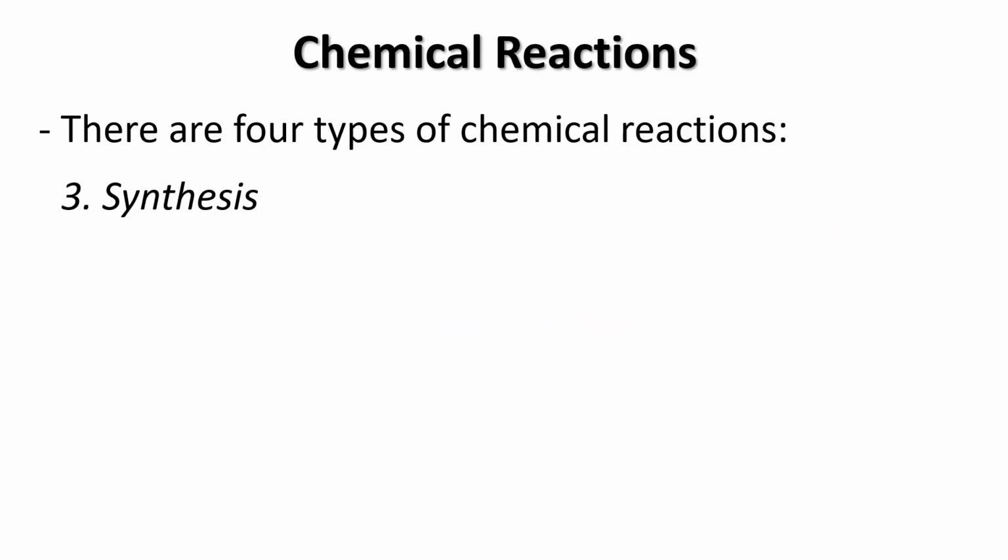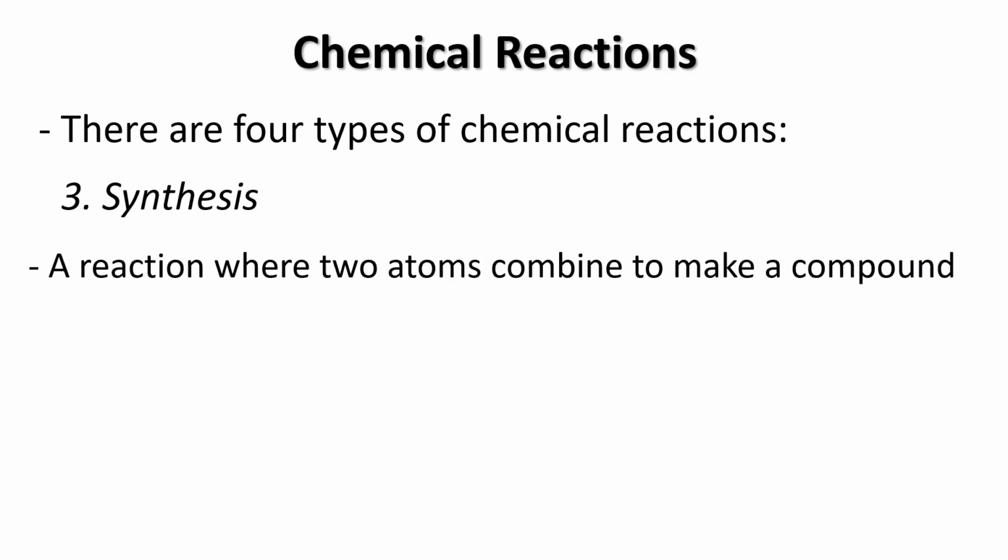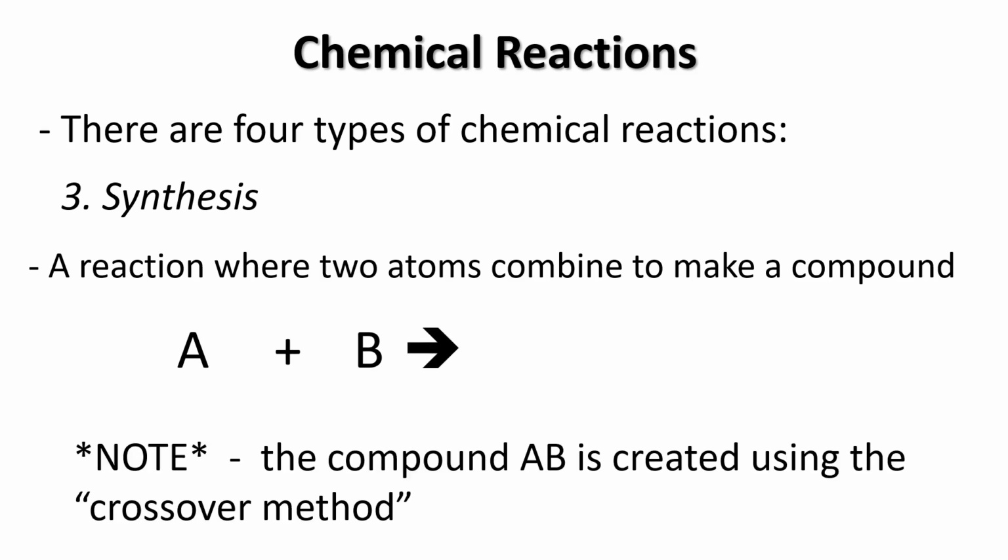So on to our next one is synthesis, and this is just the exact opposite of decomposition. So this is going to be a reaction where 2 atoms are combining to make a compound. So we've got atom A plus atom B combining to make, and I do have a note here that the compound AB is of course formed using the crossover method. So in my simple example here, it's just compound AB. But of course, if this were a little more complex, there may be some charges here. You may need to cross over and get a new formula. But for this one, it's just going to be A plus B gives us AB.